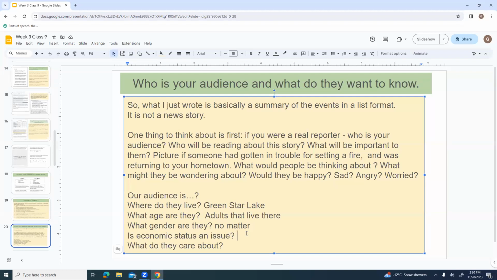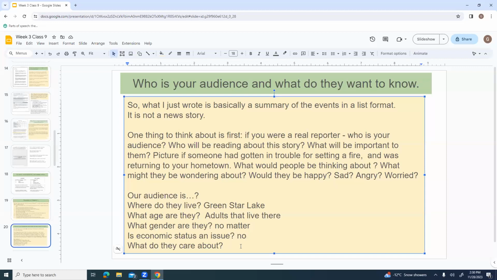Is economic status or availability an issue? I would say no. And again, sometimes that might be an issue in a story. If they're changing taxes for the wealthy, that might be an issue. If they were offering a new benefit for people under a certain income, then how much money you make might be an issue and might be relevant to how interested you were in a story. So it can be an issue.